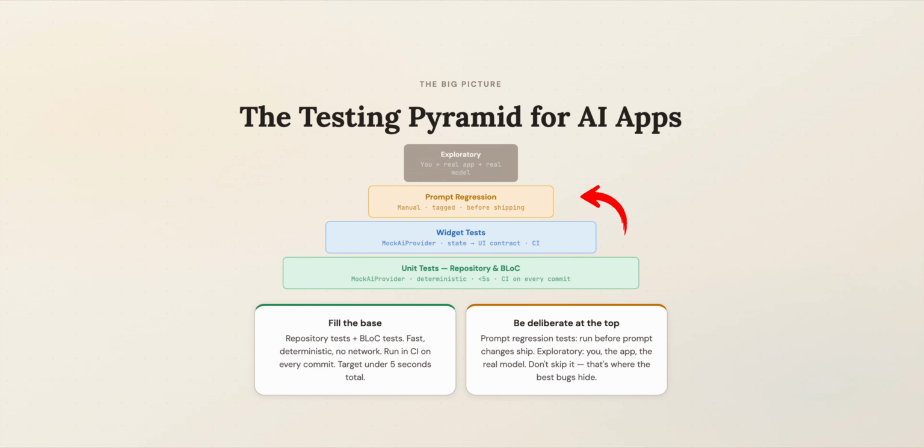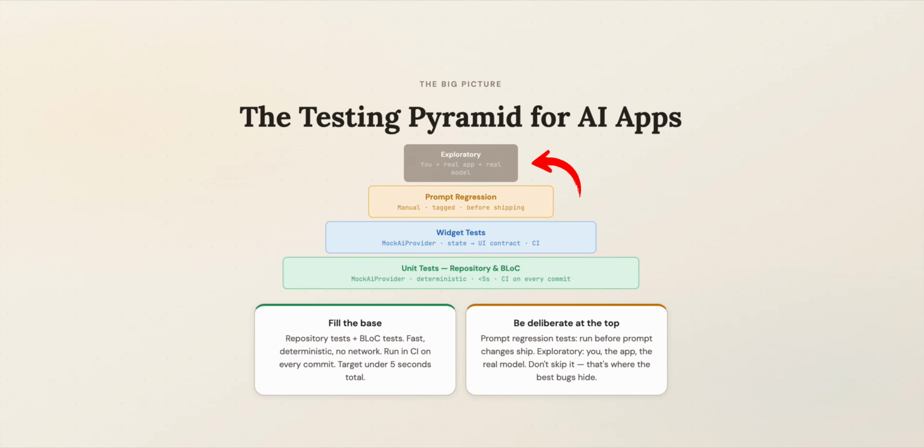At the top, you have prompt regression tests, tagged. Run them manually before a prompt change ships. They hit the real API, so they're not deterministic. The AI might give slightly different structural outputs on different runs, but they catch big regressions.